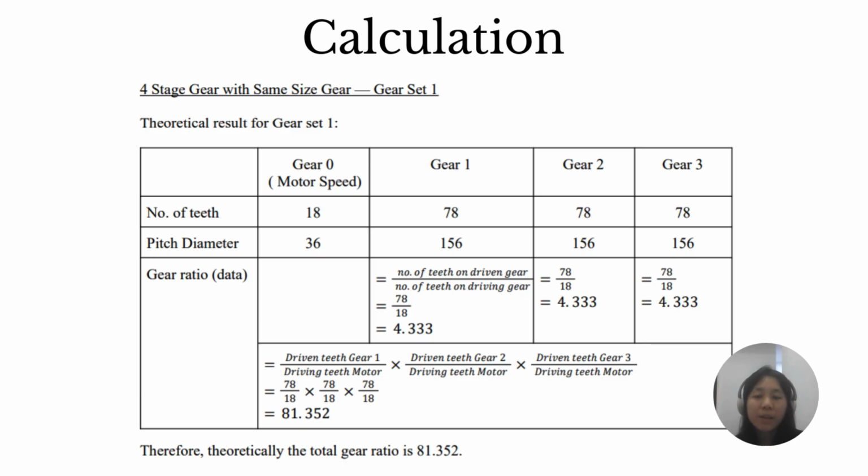In the experiment, two tests are conducted. One of the tests is the four-stage gear with same size gears. From the table, the number of teeth and the pitch diameter are given, so we can calculate the gear ratio from the data given. Then we get 4.333 for three data because of the same size gear. The total gear ratio will be 4 times 4.333 times 4.333 times 4.333. Then we will get 81.352 for the total gear ratio.